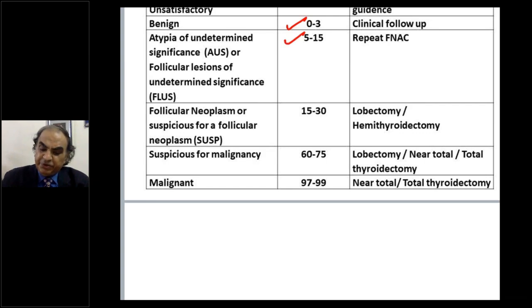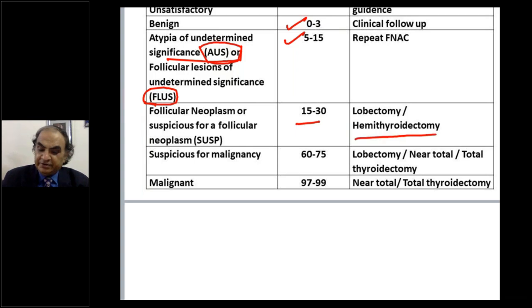ATPA, you would be asked sometimes in your exams as to what is ATPA of undetermined significance or follicular lesions of undetermined significance. They are diagnosed based on high-resolution ultrasound with FNAC together. And here, the pathologist would be leaving it to the surgeon to take a call. And most of us will be doing a hemithyroidectomy in these cases, which is the minimum biopsy, because this is where you are stuck. Follicular neoplasm or suspicious for follicular neoplasm, or what we call as SUSP. You do this in 15 to 30%, and you'll do a minimum biopsy of hemithyroidectomy.